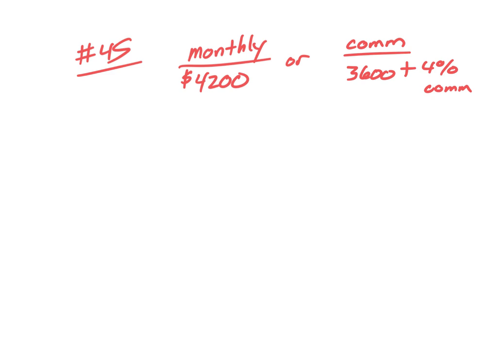But what this is asking us is what amount of sales will the two be equal? How much do I have to sell to be equal? Okay, and so this is a furniture store, and so I need to figure out how much furniture I need to sell in this month to make this even. And if I think I can sell more than that, then I'm going to choose this one.